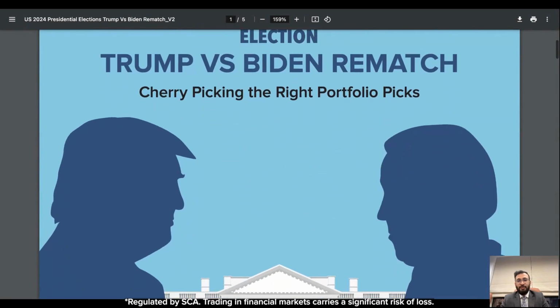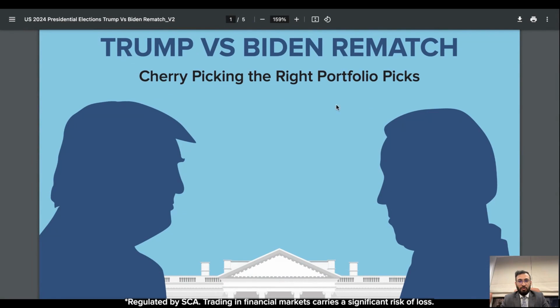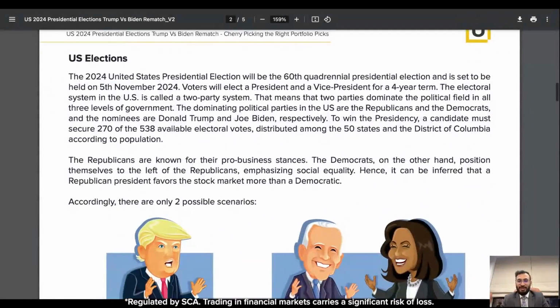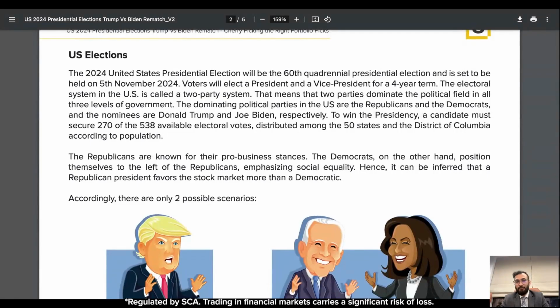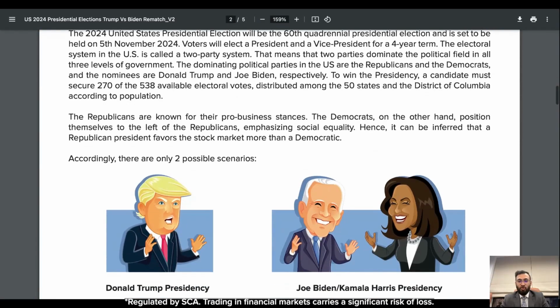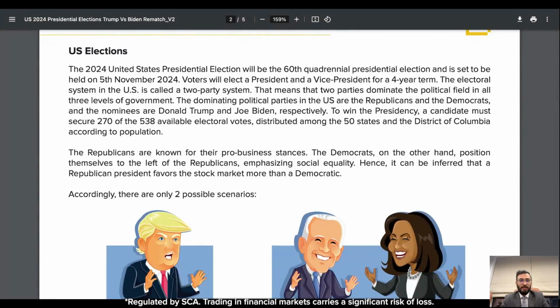So, Trump wants his Biden rematch. Now, this was a rematch, but obviously Biden got out of the presidential race. But now there is Kamala Harris, who is getting in. So the 2024 US elections are going to be the 60th quadrennial presidential election, set to be held on 5th November. Now there is Joe Biden and Kamala Harris, and mostly Kamala Harris, who's going to be the candidate now.